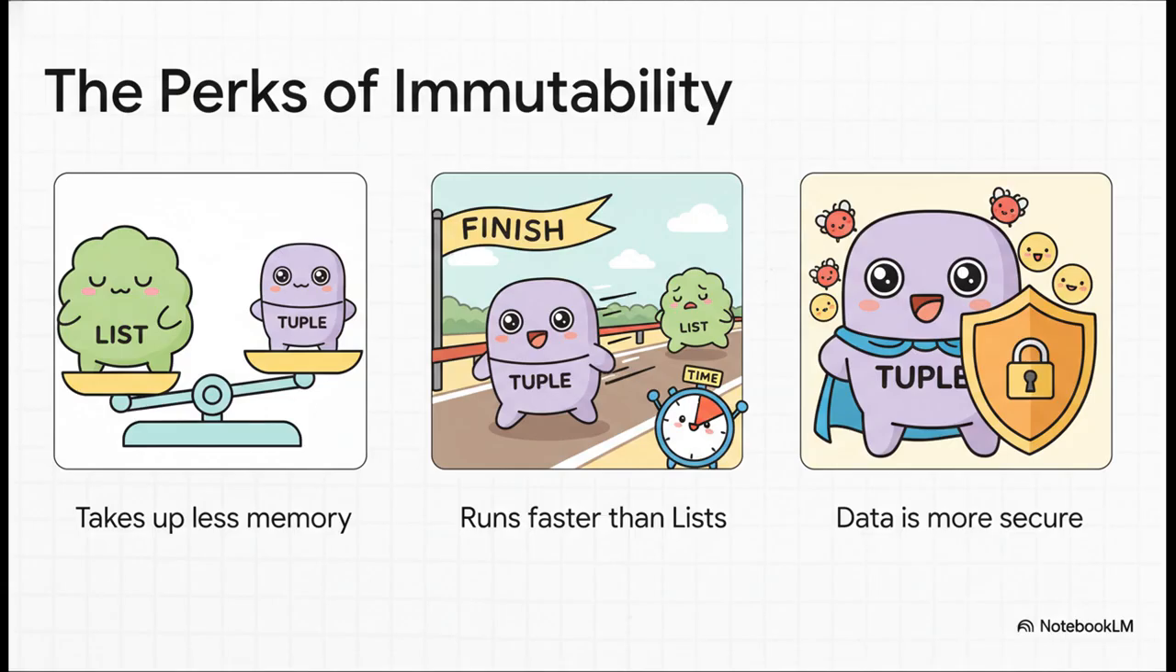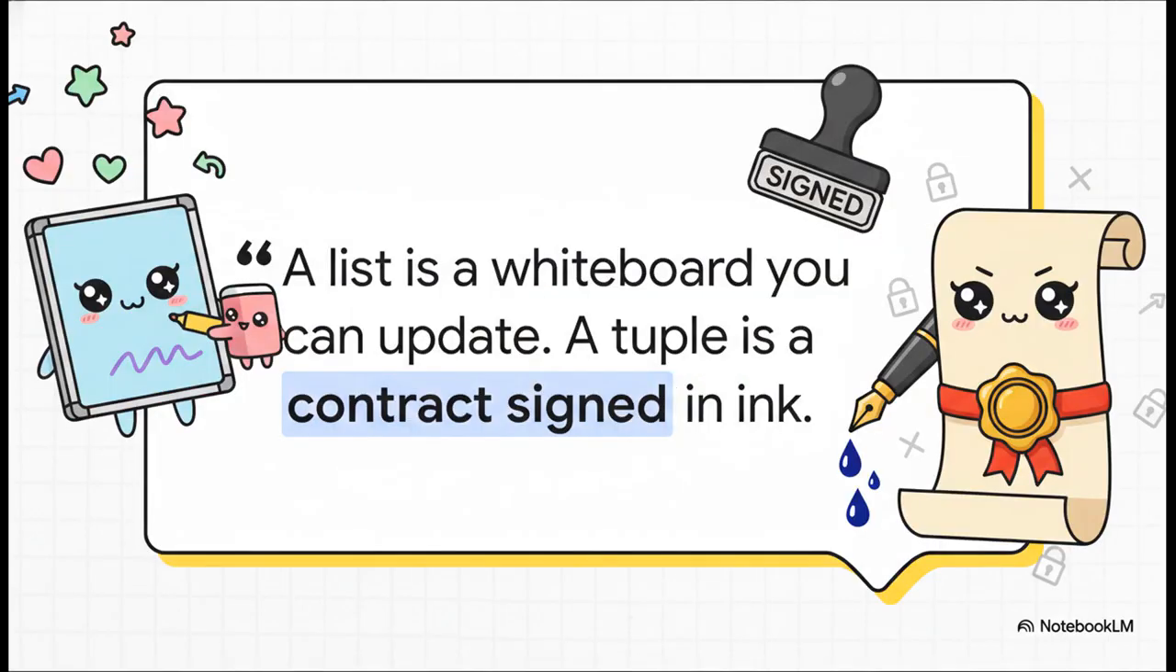And maybe the most important reason, they act as a safeguard. Think about GPS coordinates or RGB color values, data that represents a fixed thing. Using a tuple guarantees that data can't be accidentally changed somewhere else in your program. I absolutely love this analogy because it just makes the whole idea click. A list is a dynamic, collaborative whiteboard. You can write on it, you can erase things, you can add more information. But a tuple is a final contract, signed in permanent ink. It's a record that is not meant to be altered.